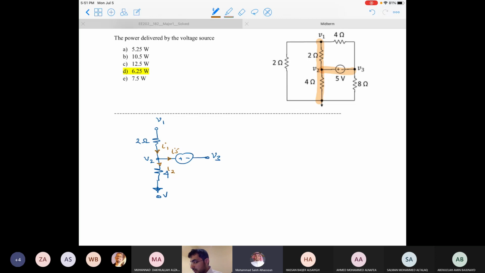Just by KCL, IS equals to I1 minus, hold on a second, minus I2. Yeah. I just want to make sure that I don't make any mistakes here. So I1 minus I2. Okay. So what is I1?